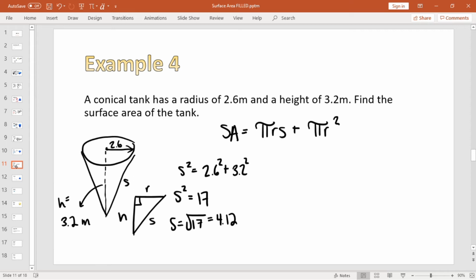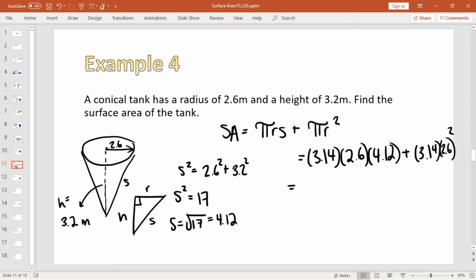So now we can go over to my formula. I'm going to move it over a bit here, so I get 3.14 times the radius, 2.6, times my newly discovered slant height, 4.12, and I'm going to add the area of the circle, 2.6 squared. When you add those two numbers together, you get about 54.9 meters squared.